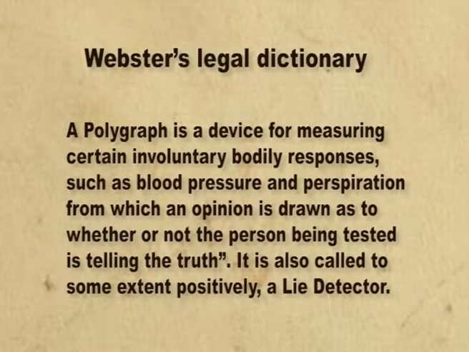According to the definition of Webster's Legal Dictionary, a polygraph is a device for measuring certain involuntary bodily responses such as blood pressure and perspiration, from which an opinion is drawn as to whether or not the person being tested is telling the truth. It is also called, to some extent positively, a lie detector. The problem with it is that it may yield accurate opinions in many cases. It may make nervous or confused truth tellers, and there is no way to know exactly which results are accurate and which are not.